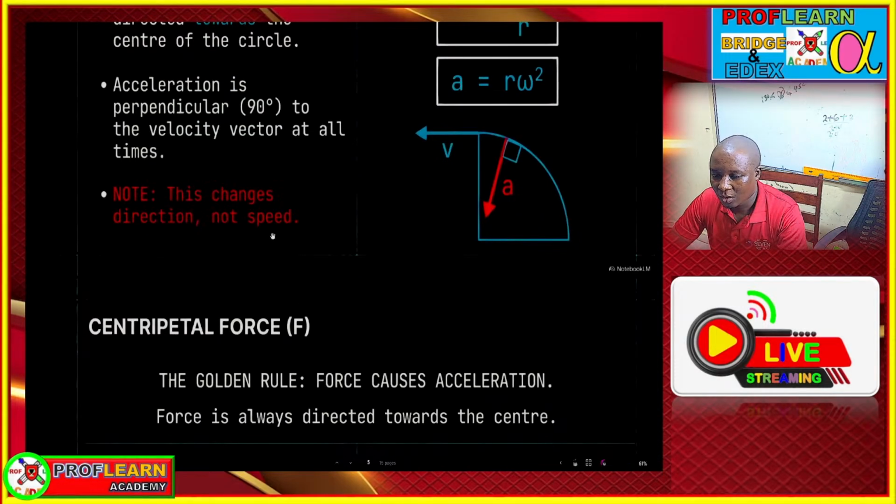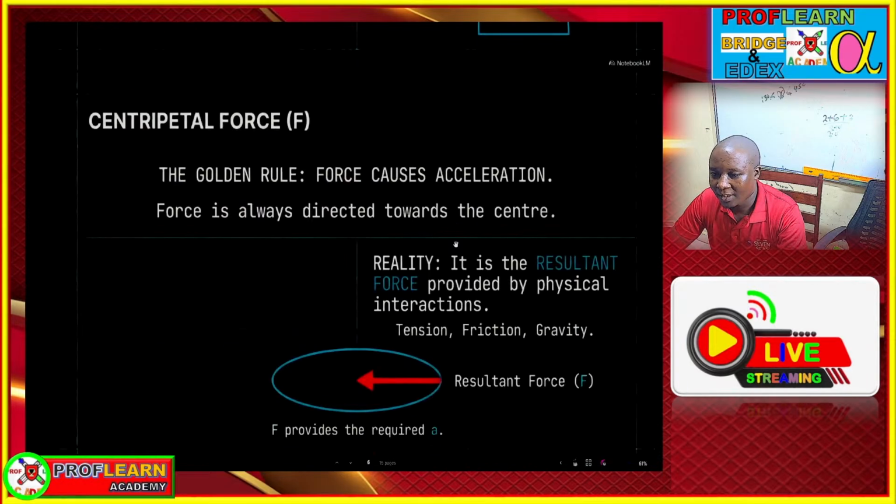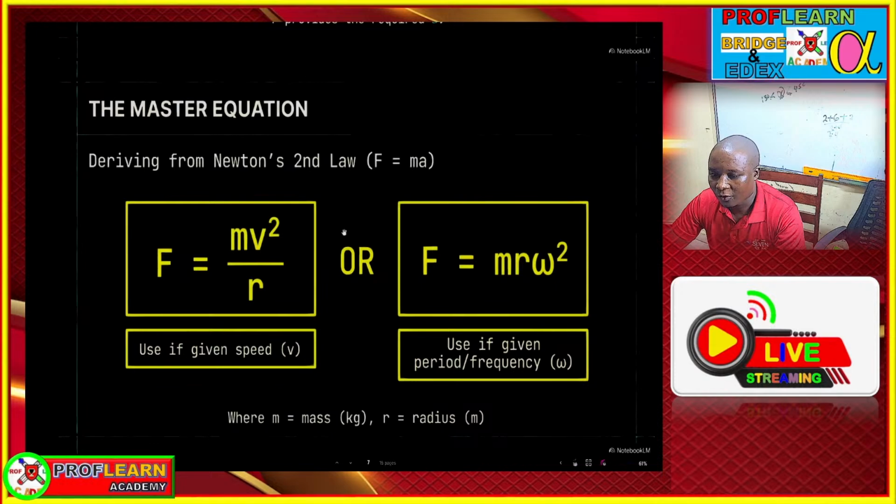The speed does not change. What changes is the direction. Then centripetal force is the force that keeps an object in a circular path, and in this case we can say centripetal force is given by ma from Newton's second law.